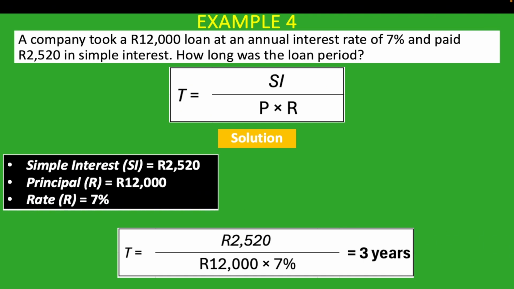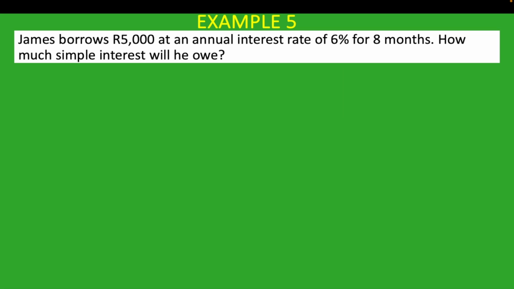Let's have a look at one more example. And this example will specifically show you a scenario where the time period does not coincide with the interest rate. And here it is. James borrows 5,000 Rand at an annual interest rate of 6%. Now, very important, annual interest rate. Okay, they said annual here, just like they have been saying with the other questions. And so that's fine, there's no issue there. For 8 months, how much simple interest will he owe?